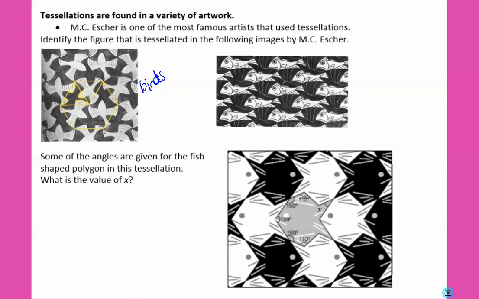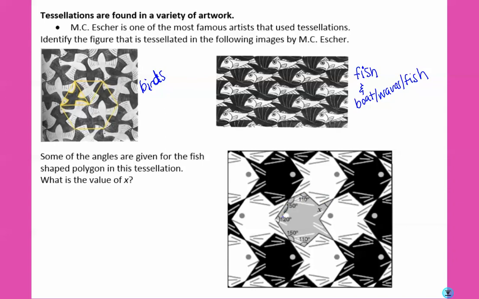In our second picture, the white image looks like fish, and the shaded area, it could be another fish, it could be a boat, kind of looks like waves. Could be any of those things. So, some of the angles are given for the fish-shaped polygon in this tessellation. What is the value of x?